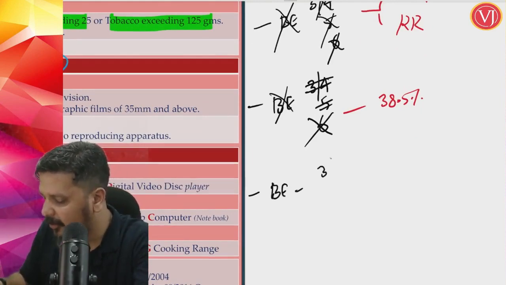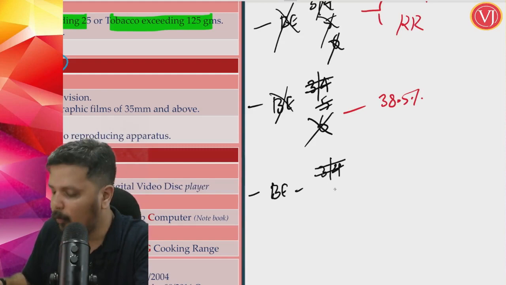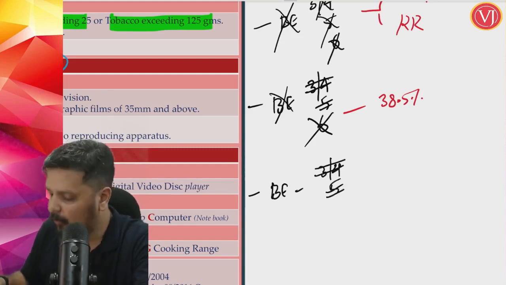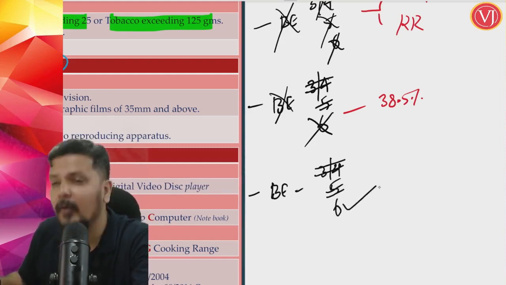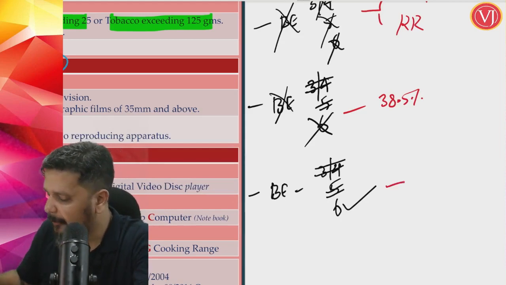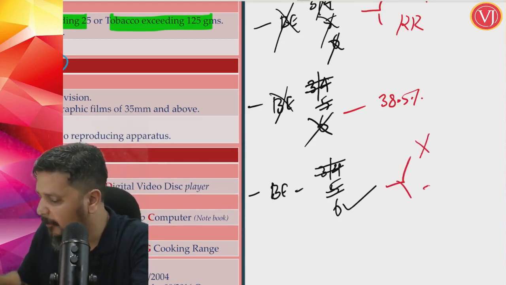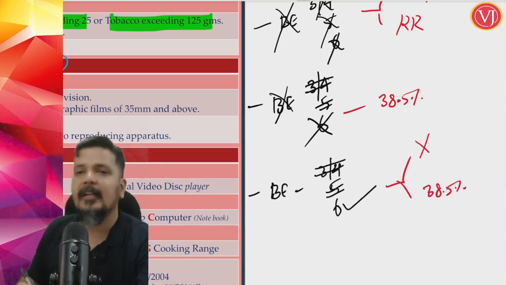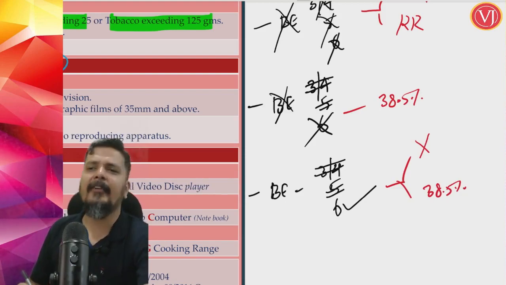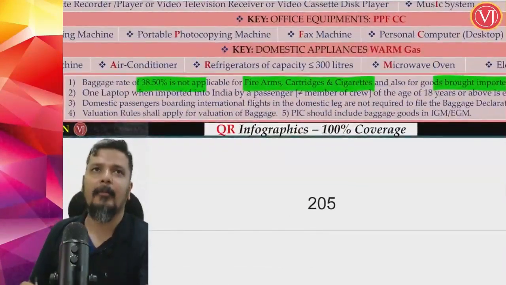It has got nothing to do with Rule 3, Rule 4, or Rule 5. Can you enjoy Rule 6 now? Yes. If it is up to the limit, don't pay. If it is more than the limit, pay 38.5%.